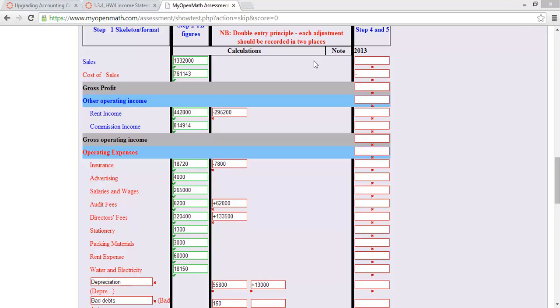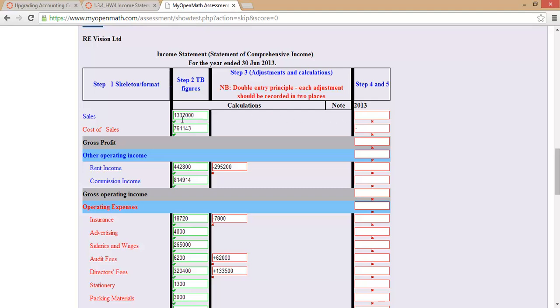Right, so you can go ahead and fill in the final column in your financial statements. What you'll need to do is simply look at your calculation on the left and fill in your final figure here. So for sales, there was no adjustment necessary, so it's just a trial balance figure. Also important to remember is if there is an expense in the income statement, you need to indicate that with a minus. So we're going to minus our cost of sales, 761,143. Our gross profit is then going to be the first subtotal, which is sales minus the cost of sales, which is going to be 570,857.